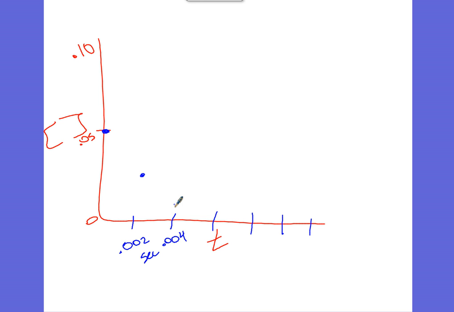So at 0, it's 0.05. At 0.02 seconds, it's 0.025. So all that data needs to be shifted. My fault. And then it kind of makes that curve, right?